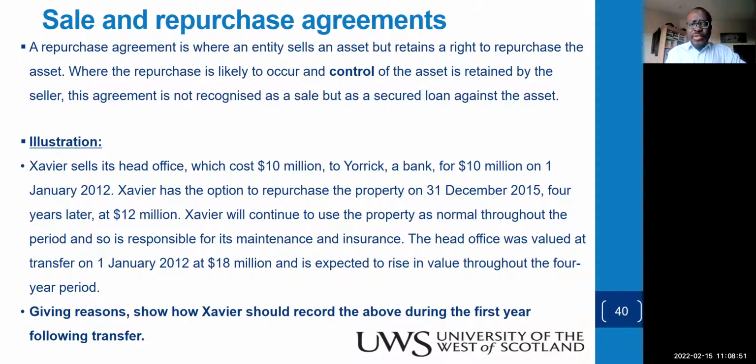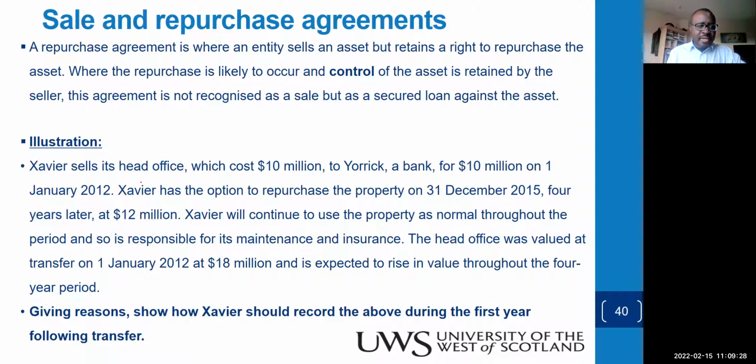Where the repurchase is likely to occur and control of the asset is retained by the seller, this agreement is not recognized as a sale, but as a secured loan against the asset. What we are saying is that yes, the purchase has occurred, but control of the asset is still in the hands of the seller. So I'm actually controlling it. More or less, it is not like a sale, but it's like a loan that I've secured against the asset. I've given you a loan, or you have given me a loan. So you don't consider it as a sale.